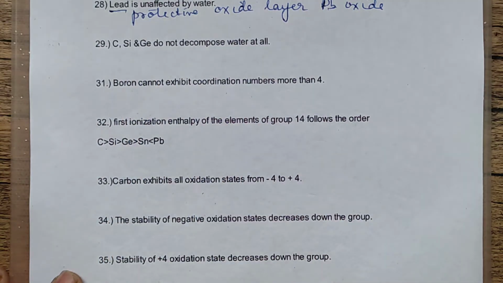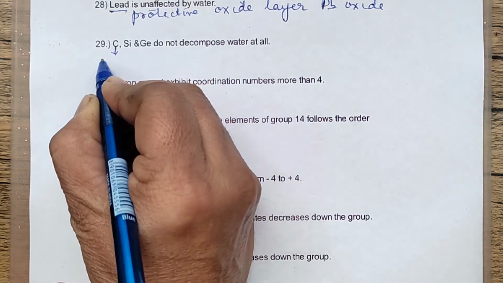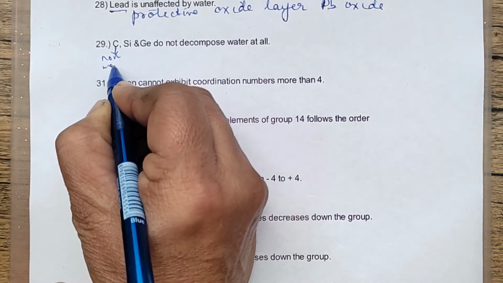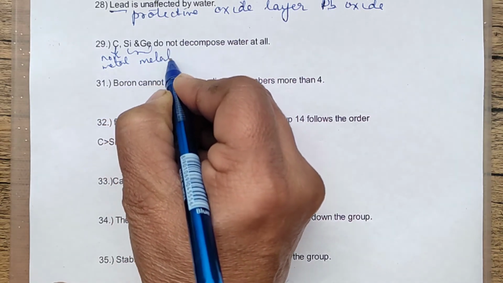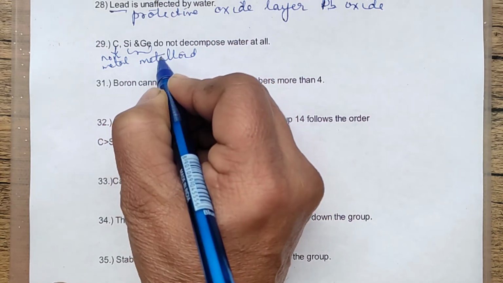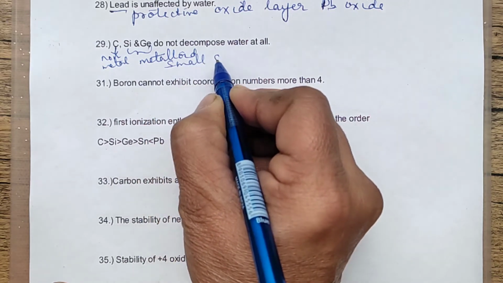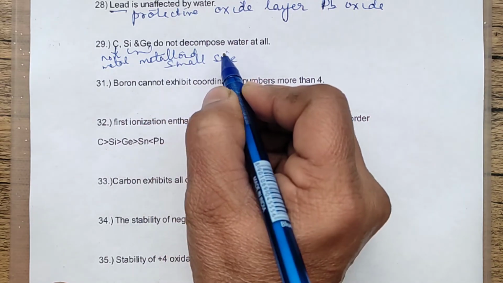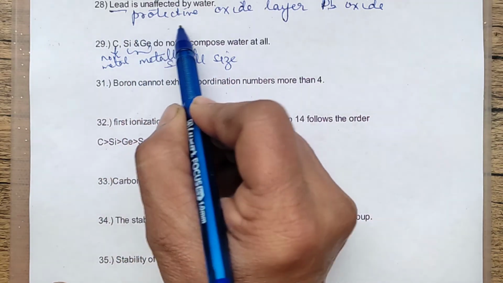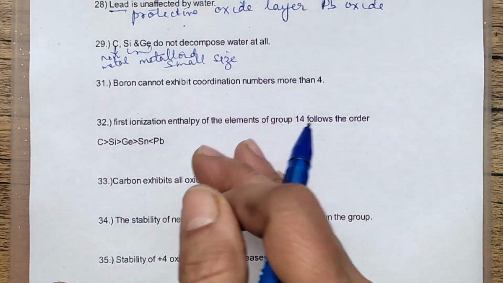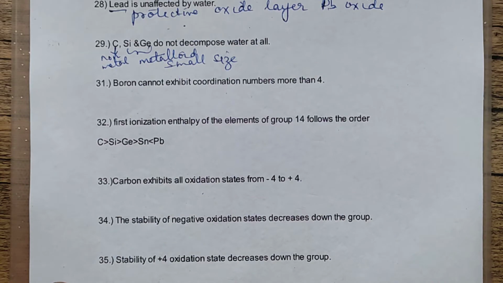They do not decompose water at all. First of all, you should know the property: carbon is a non-metal, and we know that silicon and germanium are slightly metalloids. They have the property of metal and non-metal both. They are small in size. Due to small size, their reactivity is less, so they do not decompose water. Lead was more reactive, but it can react only to some extent, forming a protective oxide layer. After that it will not react.